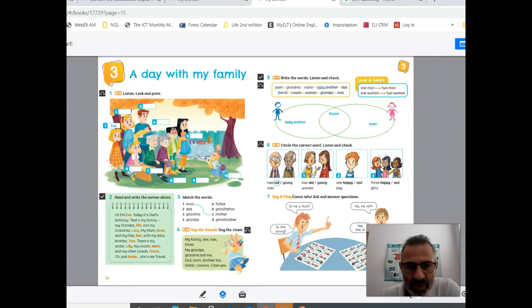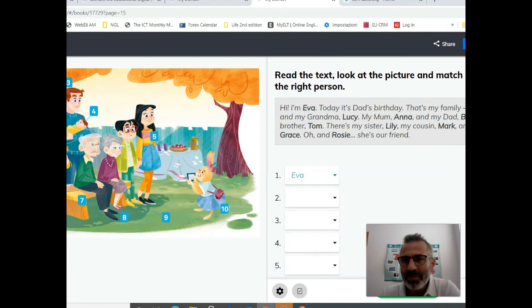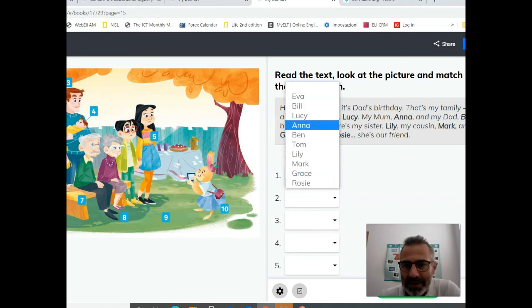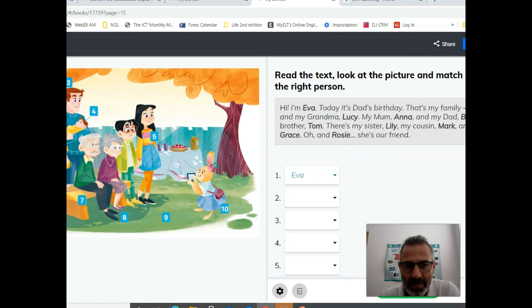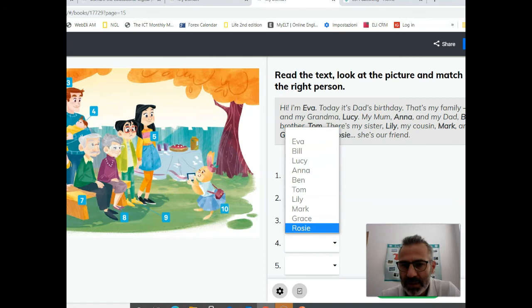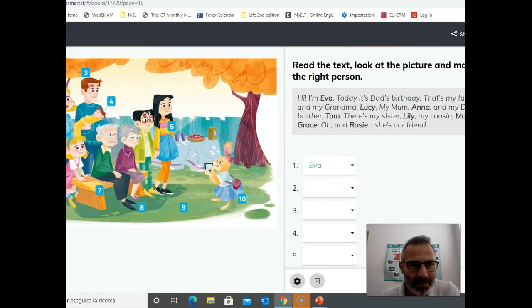But again, if I open up an activity here, you won't be able to read all of this. I can see some of this is getting cut out, but it says read the text, look at the picture, match each name to the right person, and you've got the full context here. Hi, I'm Ava, today is Dad's birthday, and so Grandpa is here, Grandpa's name is Bill, and as they go through, they've got the activities, they can match the names of the people here. So number four, they can choose the name and put in the correct name as they're going through the activity.